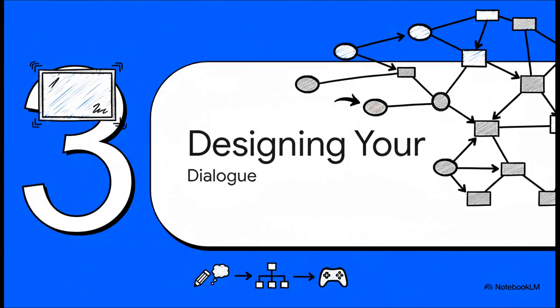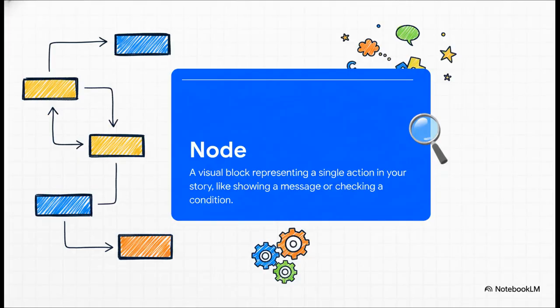Okay, so we know what it is. But how do you actually use it? How do you go from a totally blank canvas to a complex, branching story? Let's break down how you actually design with it. The whole system is built around this really simple but powerful idea called the node. The easiest way to think of a node is like a single Lego brick for your story. Each visual block you place represents one specific action happening.